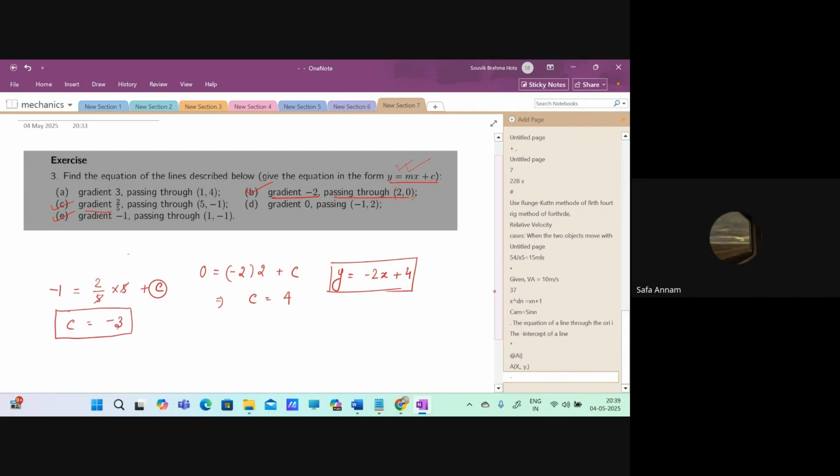And E, what is the answer for E? y equal to minus 1x minus 2. 1x means minus x. Is that correct? See, this is y and this is x. So y is equal to mx plus c. Sorry, c is 0. Therefore, no y intercept. So only y is equal to minus x. Correct? Yes. Only y is equal to minus x. That will be the answer in that case.